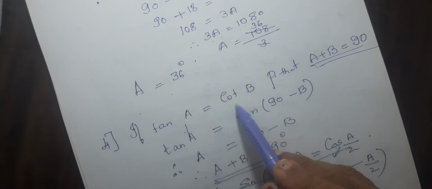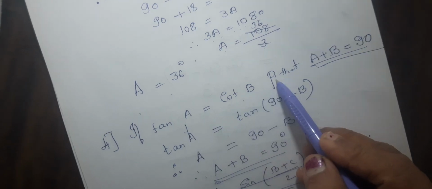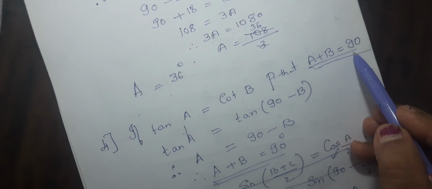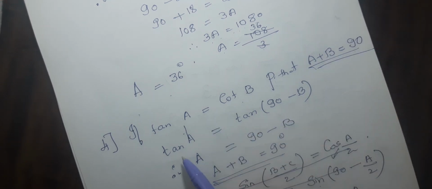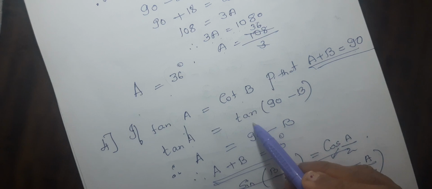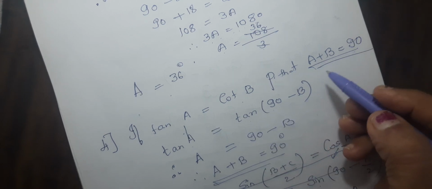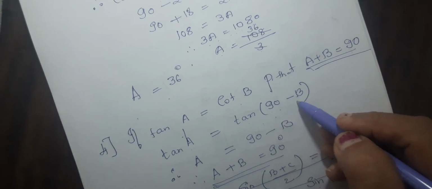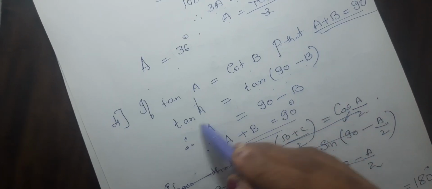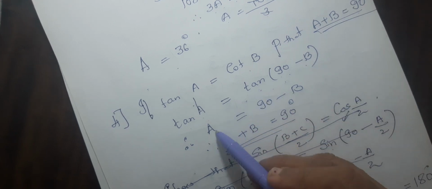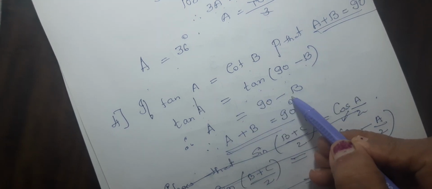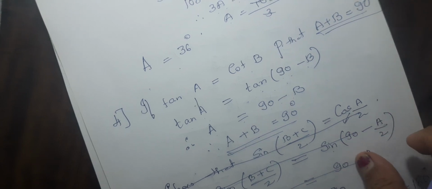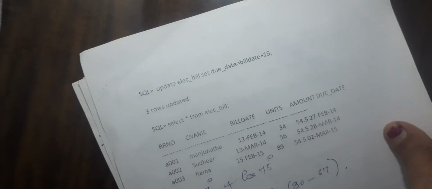If tan a is equal to cot b, prove that a plus b is equal to 90. In the same manner, this tan a, we'll write it as tan of 90 minus cot b, I changed it here. So tan of 90 minus b. Then tan has come, so I will equate a is equal to 90 minus b. Therefore a plus b is equal to 90 degrees. So we have proved it. Okay. Now next is what they have given.